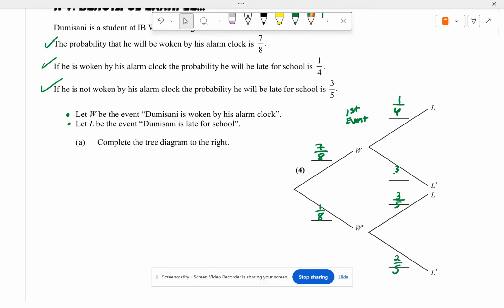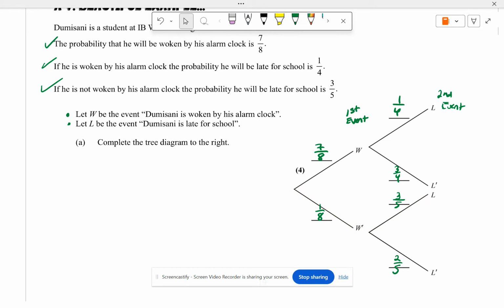Can anyone tell me what the second event was? If the first event was being woken up by his alarm clock, the second event was being late for school. So do you see when a tree diagram would be appropriate? When we have one thing happening first, and then depending on what happened first, we get into the second part of the branches, which is the second event. Okay?